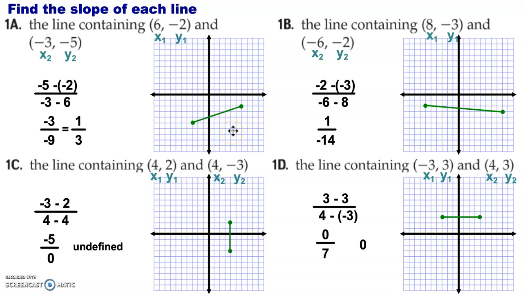All right, take a second to check your work. Notice how this line is rising, and so we have a positive slope, and we end up with 1/3. Notice how this line is falling as we read that graph from left to right, so our slope is negative. This line is vertical and has a slope of undefined. This line is horizontal and has a slope of 0.